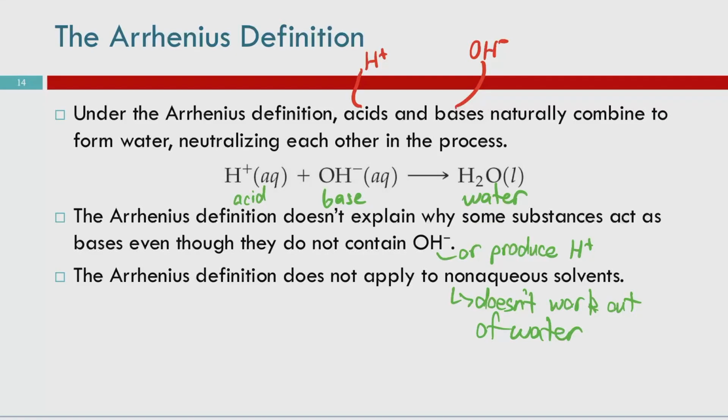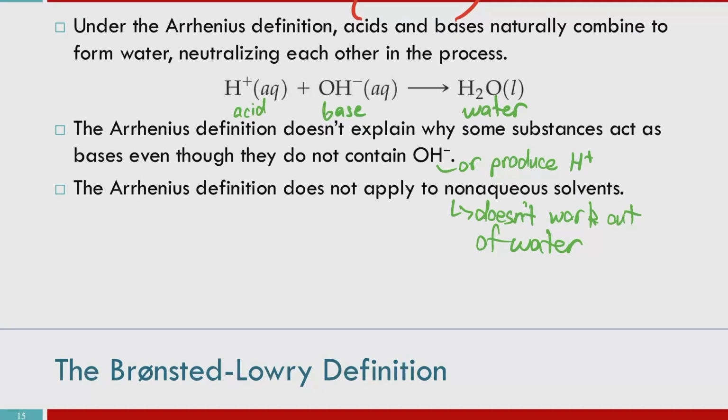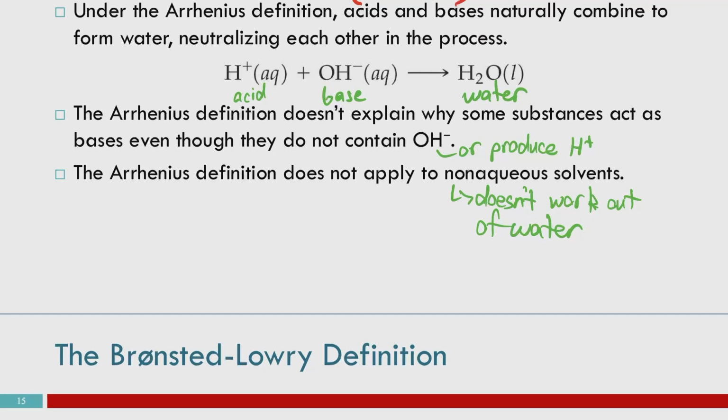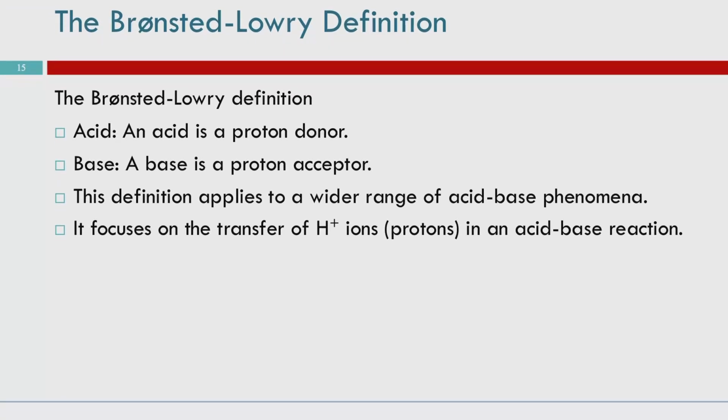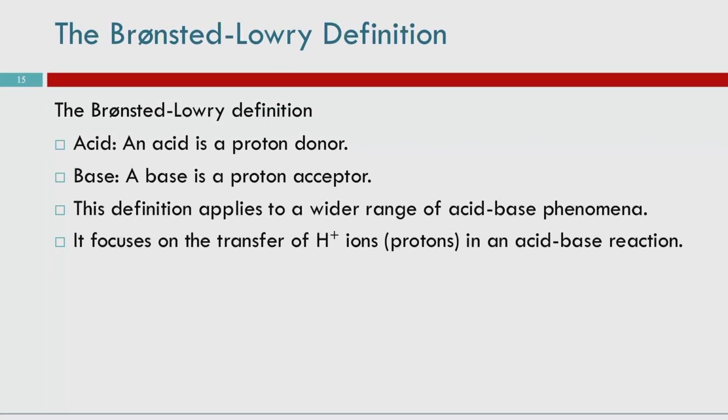So I hope you didn't grow too attached to the Arrhenius definition, because the one that we're actually going to use most of the time, you should still know your Arrhenius definition. The one we'll use most of the time is our Bronsted-Lowry definition. And here's our definitions for an acid and a base in the Bronsted-Lowry framework. So our acid is a proton donor, a proton like an H+, and a base is a proton acceptor.